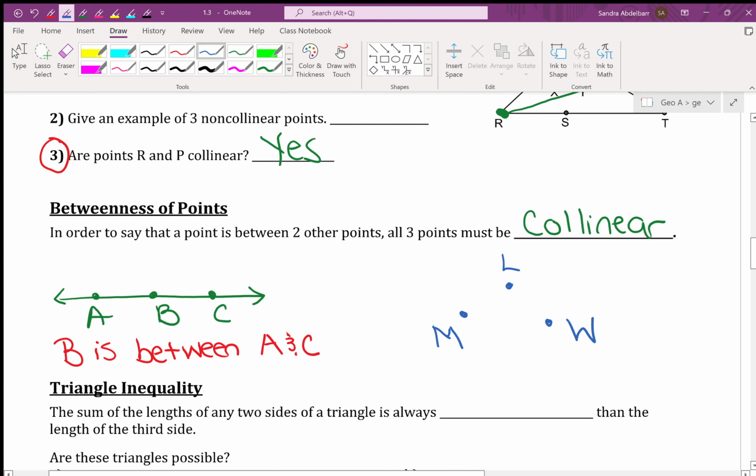What do you think? Do you think I can say L is between M and W? Good. I see you shaking your heads no. Why no? Because M, L, and W are non-collinear. So this would not work for between. We cannot say L is between M and W. That would not work.